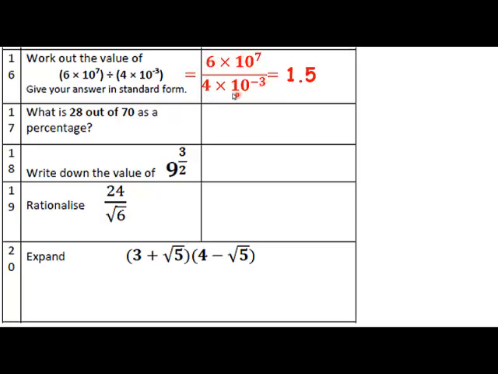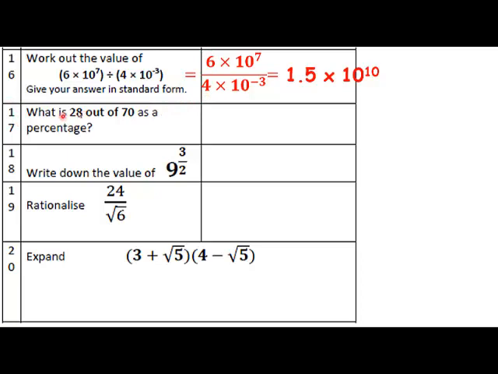10 to the power of 7 divided by 10 to the power of 3. Remember, we're going to take away the powers. So 7 minus 3. 7 minus 3 is 4. Please do think about that. Make sure you understand it. Make sure you think about it clearly. If you want to try this bit, 6 divided by 4 on a calculator, please do as well. But it's a fact that you need to know.